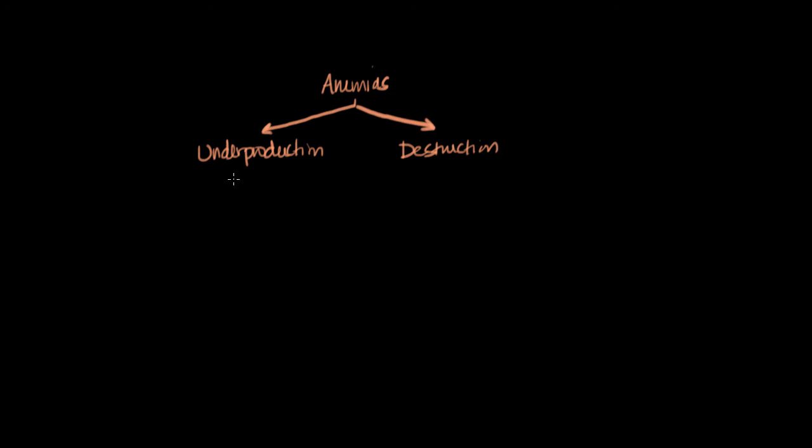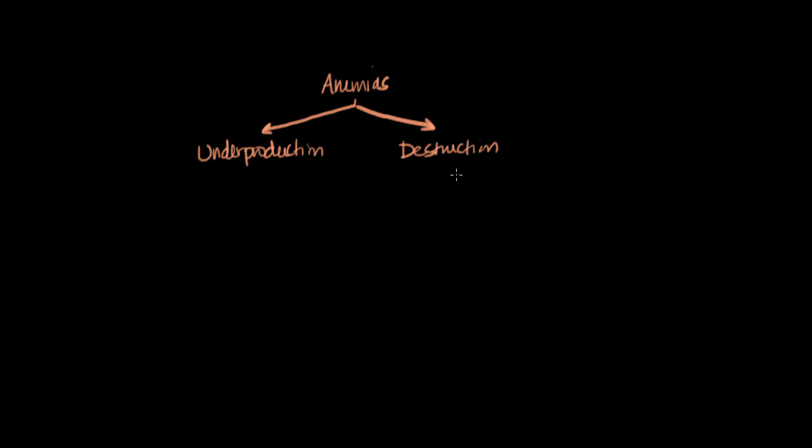So we said that there are lots of different types of anemias. And the anemias can be divided up into two large groups: the underproduction anemias, and the second group called the destruction anemias. The underproduction anemias are anemias that are due to a problem with making the red blood cells. So somewhere along the way, there's a problem with making enough red blood cells.